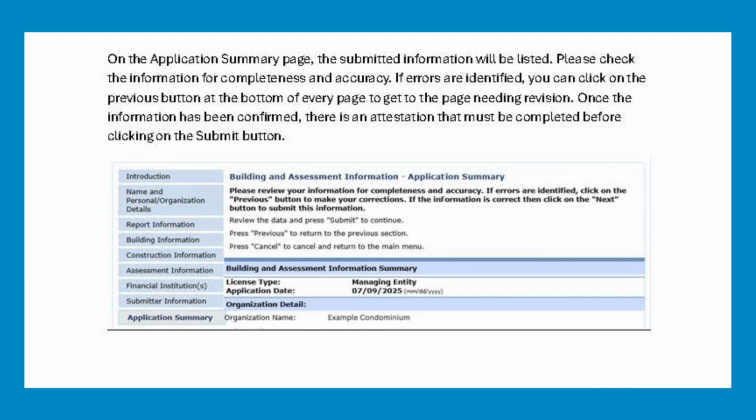On the application summary page, the submitted information will be listed. Please check the information for completeness and accuracy. If errors are identified, you can click on the Previous button at the bottom of every page to get to the page needing revision. Once the information has been confirmed, there is an attestation that must be completed before clicking on the Submit button.